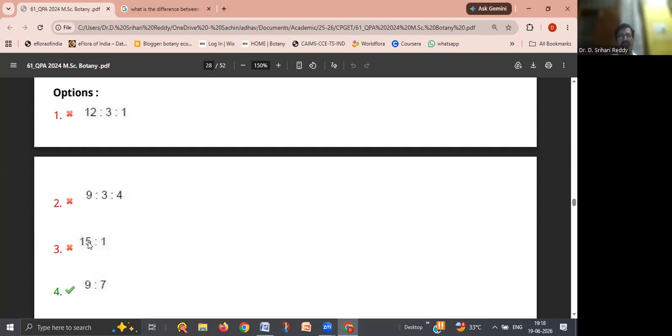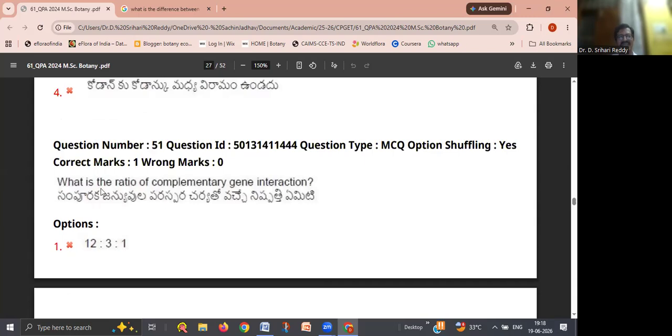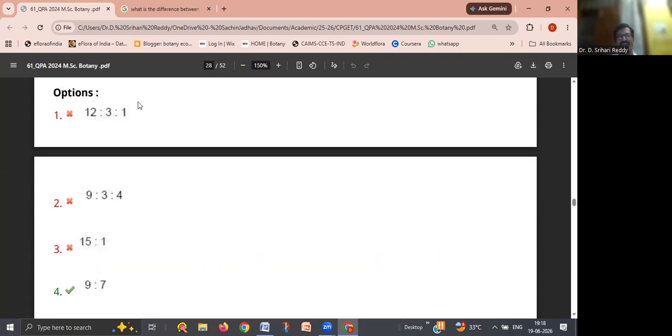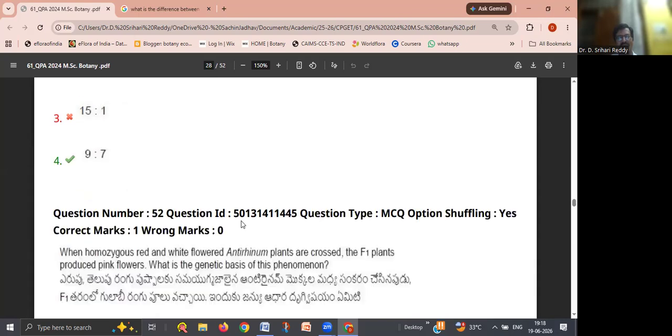And there is one more ratio, 15:1. This is related to duplicate genes. And 9:7 is related to complementary genes. So the question is what is the ratio of complementary gene interaction. The right answer is 9:7. So you have to go through all the ratios related to complementary genes, duplicate genes, dominant epistatic genes, and recessive epistatic genes. All this you have to remember. So 9:7 is related to complementary genes.